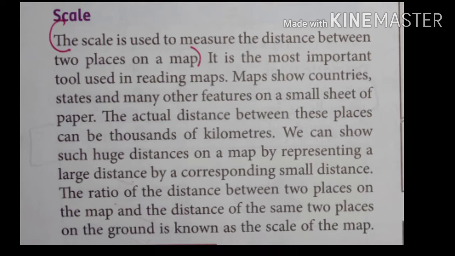Maps show countries, states and many other features on a small sheet of paper. मैप्स अलग अलग कंट्रीज, स्टेट, डिस्ट्रिक्ट वगैरह, उनके फीचर्स सब कुछ एक छोटे से पेपर पे बताते हैं. The actual distance between these places can be thousands of kilometers. Yes, we can show such a huge distance on a map by representing a large distance by a corresponding small distance.